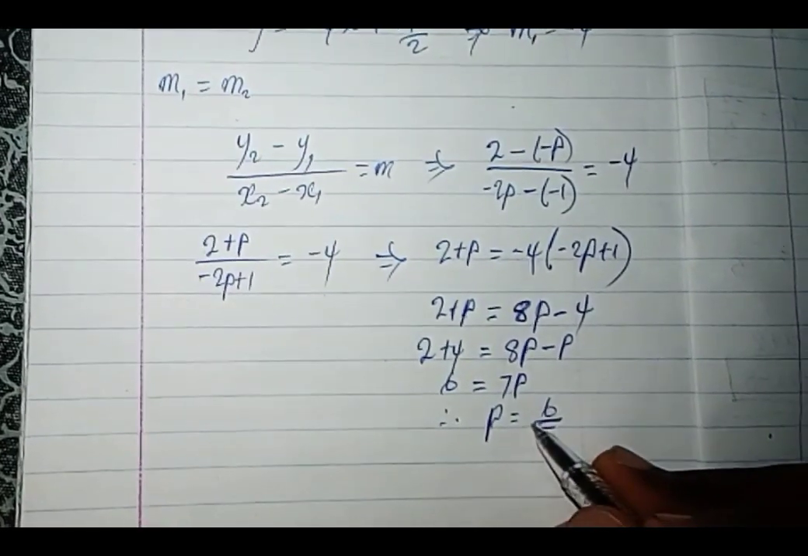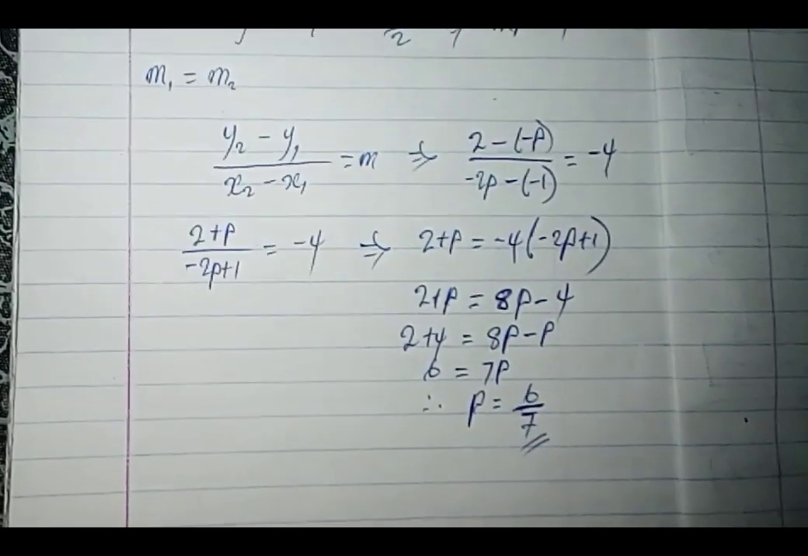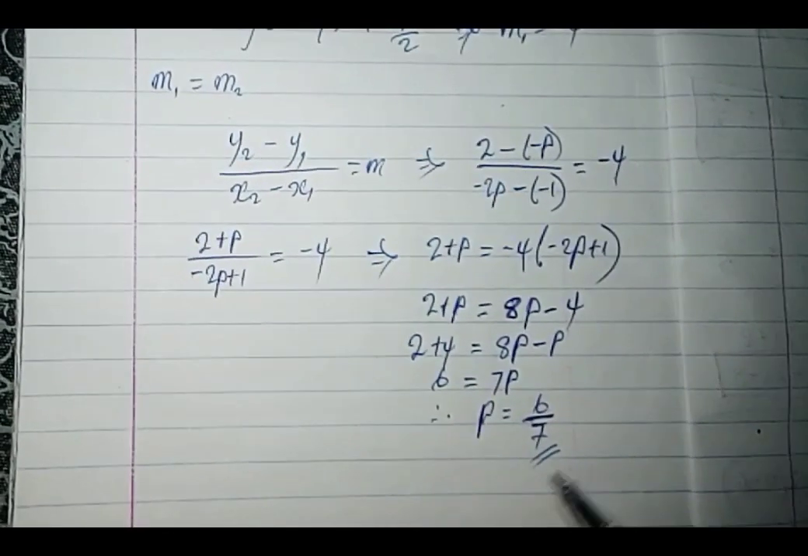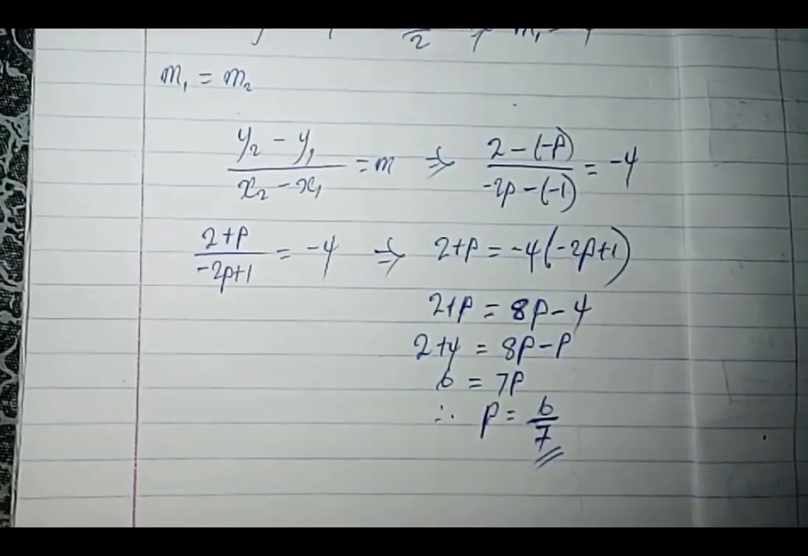I don't know why I always do that, sorry. 6 over 7. So this is the value. This is the value of p. I normally don't do this. It looks weird. So this is the value of p.